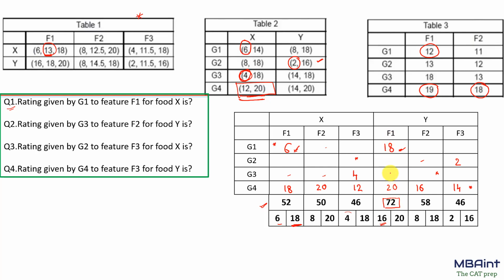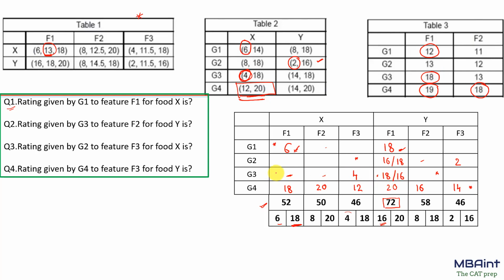So out of these two cells, one would be 16. If one is 16, the other would be 18. So the possibility is something like this: 16, 18 or 18, 16. These two values, let's try to fill these two cells. We can do that because we know that the average of this cell and this cell is 18. It means that summation is 36.